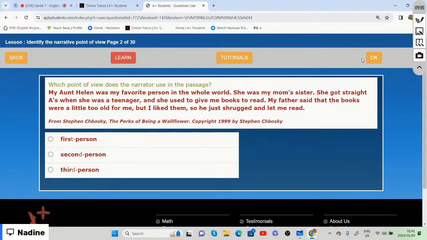So if we look at this story, or passage, sorry, are we reading it in the first person, second person, or is this the third person? It says my aunt Helen was my favorite person in the whole world. So is it in the first person, second person, or third person?